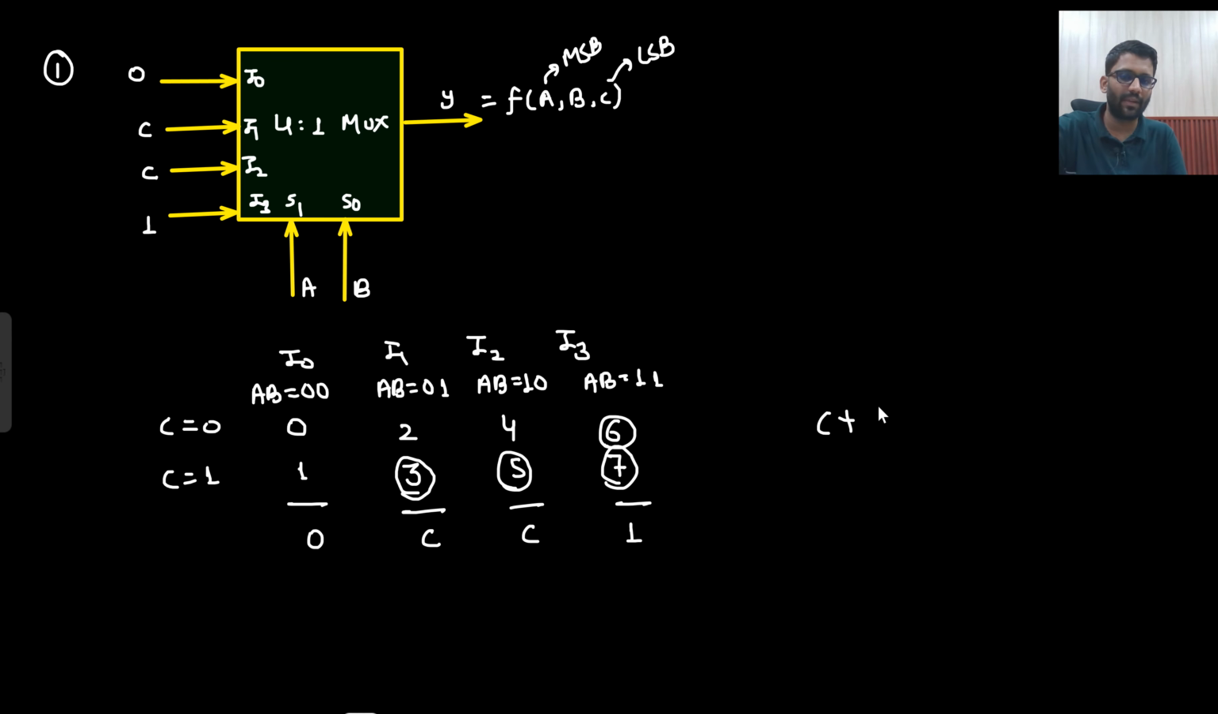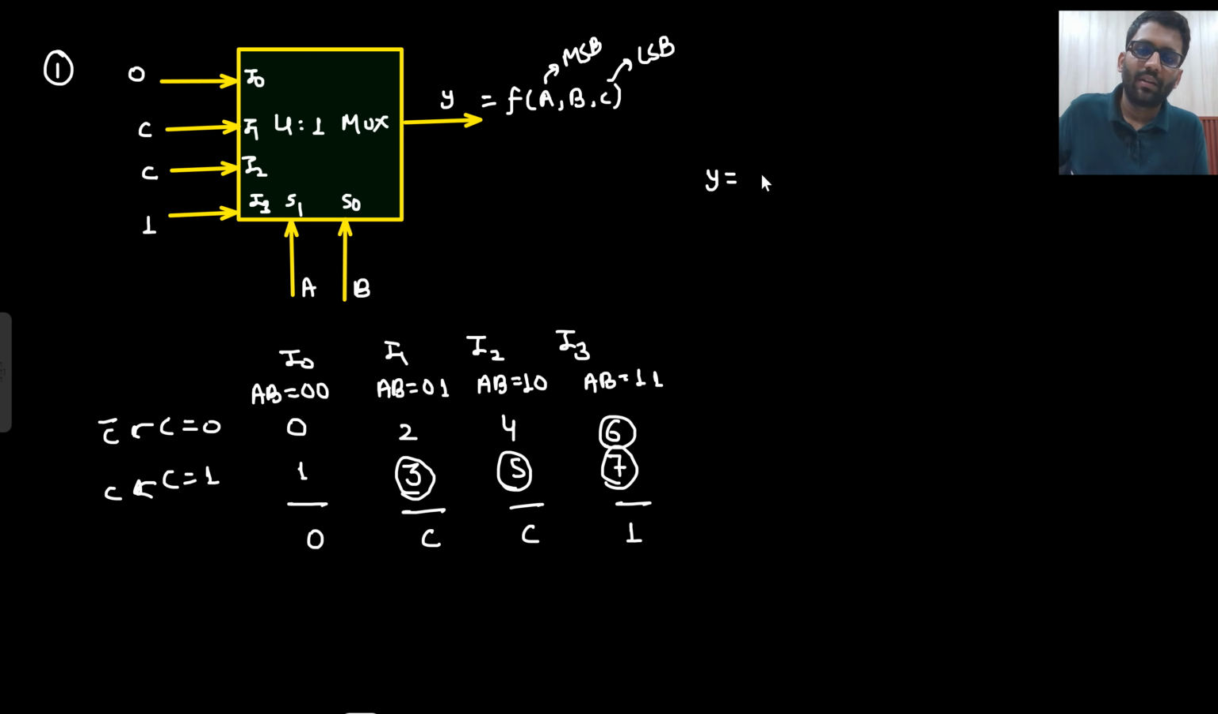That means C plus C bar, you need 1. Here only C you need, because this represents C and this will represent C bar in minterms. So C only. Here C only, and here nothing is there, so 0. This is how you need to write it and you can check it. So what will be your Y?